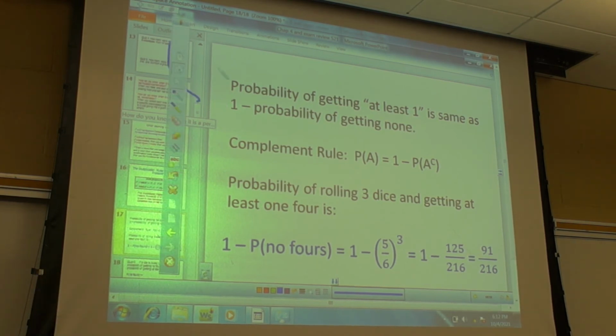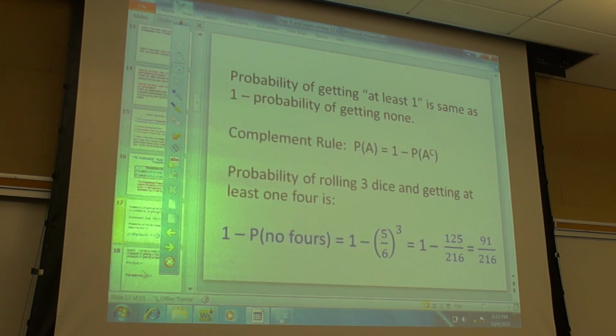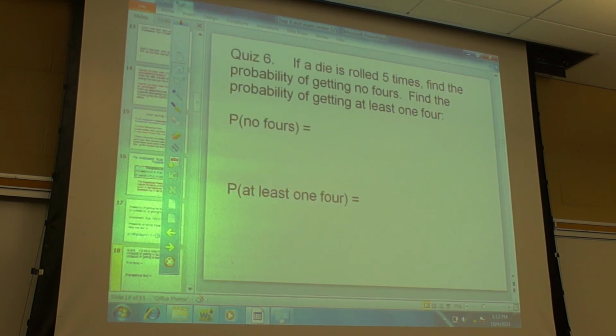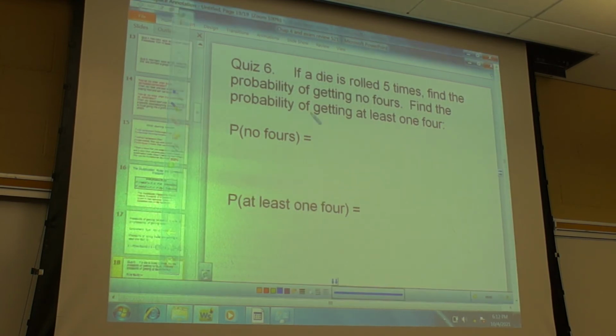Oops. Okay, so that's going to be weird. So here's your quiz problem number 6. So 6 and 7 have to do with that idea of all or none or at least one.